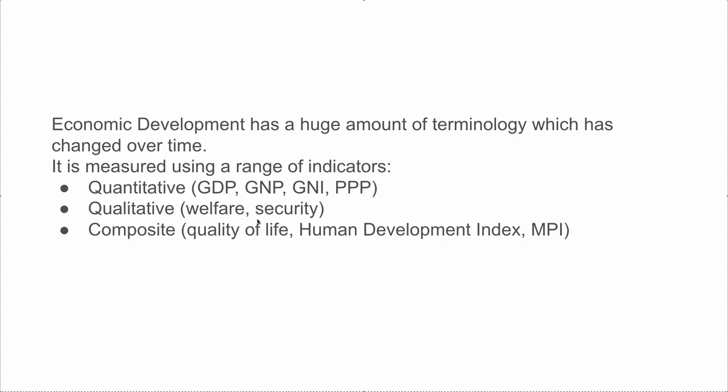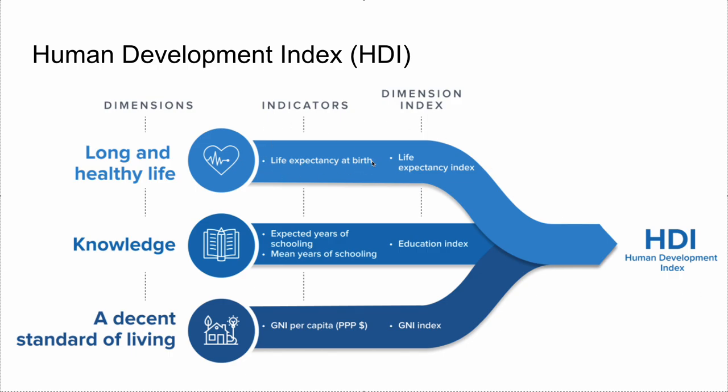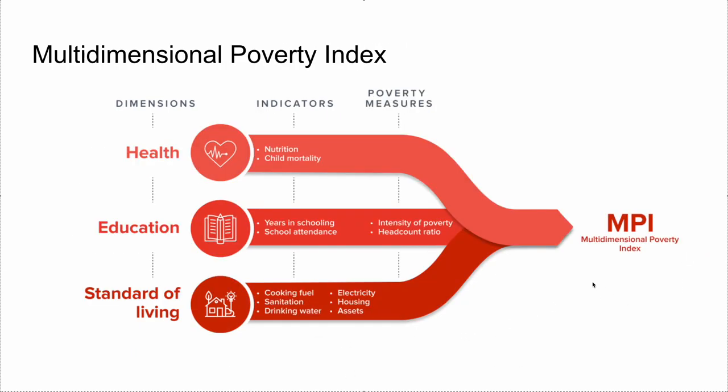Then you've also got security, and composite indicators are another way of measuring economic development. So the Human Development Index, for example, combines the quantitative indicators of life expectancy, expected and mean years of schooling, as well as GNI per capita to form the HDI. So these are the three areas it values. This idea of looking at countries in a more holistic way, not just using a single indicator such as economic growth, but considering health and education as well.